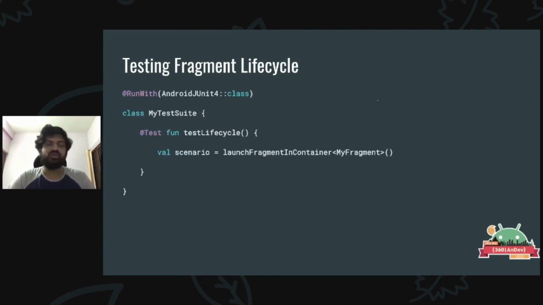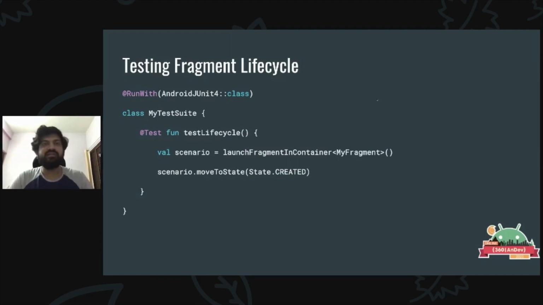It's similar to what we saw for recreation. You start out by launching the fragment in a container, get a scenario, and then you can move your fragment to different lifecycle stages. So here you can move your fragment to the created state, and you can easily switch between the states, and you can really test out that your app behaves as expected in the different lifecycle methods. It comes in very handy, especially if you do different things on different lifecycle methods.